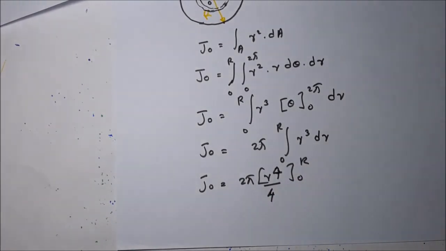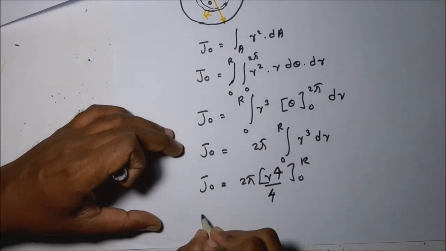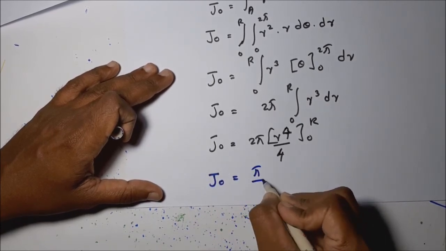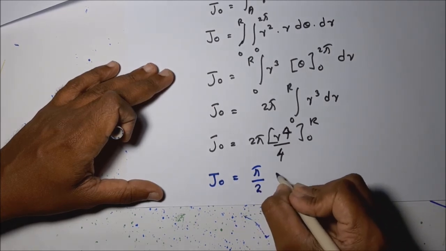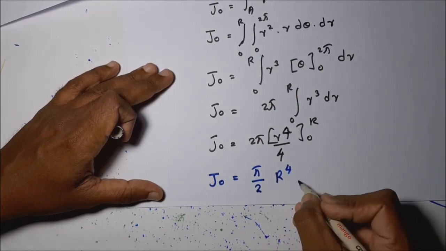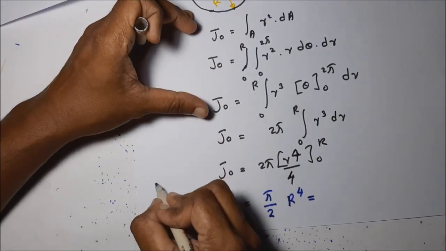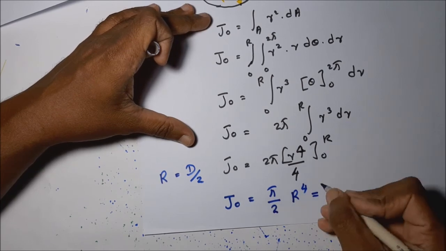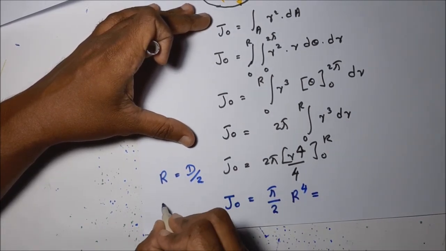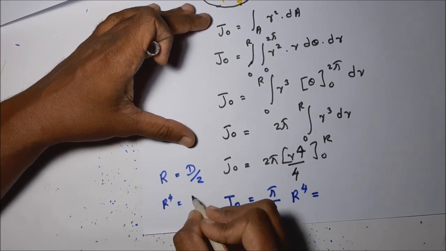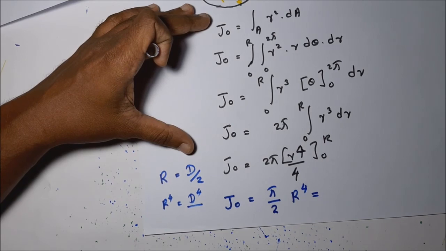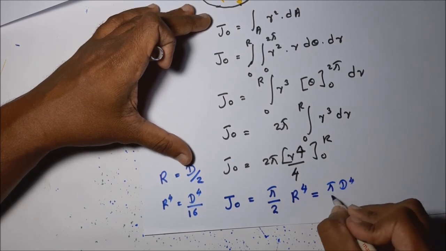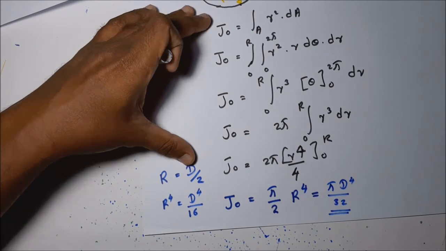Finally we are getting the answer. J naught is equal to π divided by 2 times capital R to the 4. This is also equal to, if you take R equal to D by 2, R to the 4 is D to the 4 divided by 16, so J naught is equal to π D to the 4 over 32.